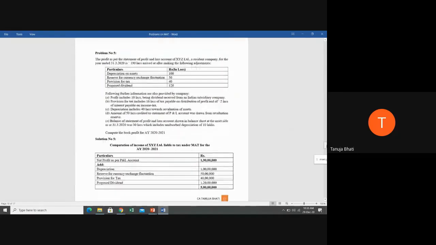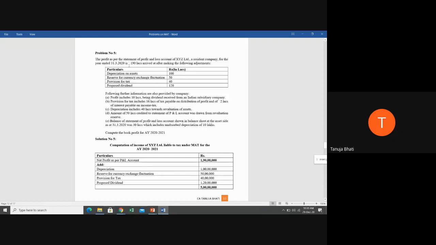Next, problem number 5. Now this also one by one we will be seeing. So now I'll just read the problem. The profit as per the statement of P&L account of XYZ Limited, a resident company, for the year 31/3/2020 is 190 lakhs, arrived after making the following adjustments.